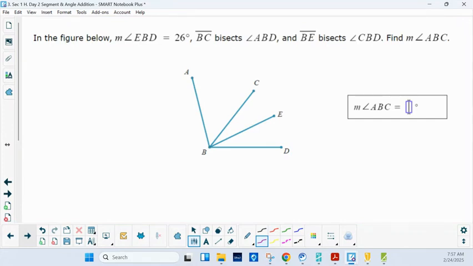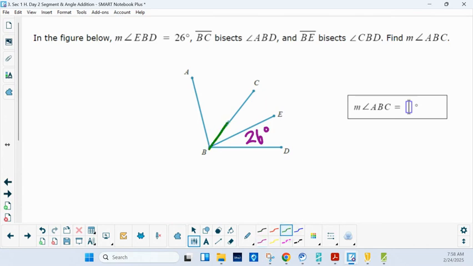Here we've got 3 angles creating a whole one, so we want to fill in what we know. The measure of angle EBD is 26 degrees. Segment BC bisects angle ABD. What does it mean to bisect it? Splits it in half, but we got to be careful what we're looking at.